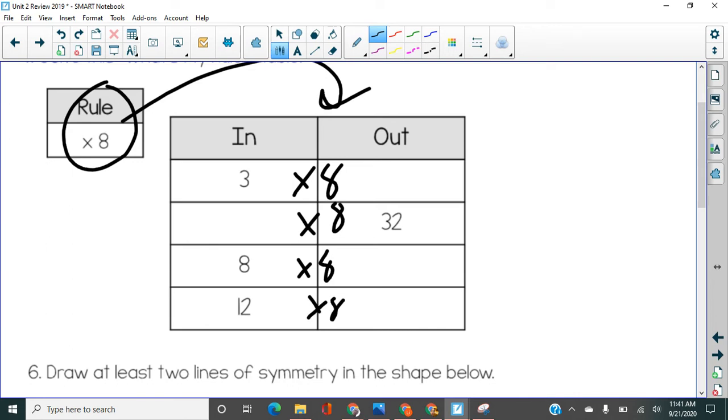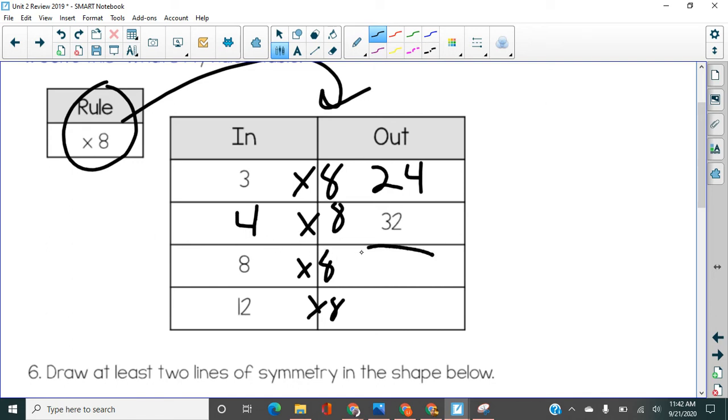So on this first one, 3 times 8. See, once you have it written there, you can see it. Now, this does not mean on the second one, do 32 times 8. Nope. You have to do the opposite if you're going backwards, right? So this is like dividing 32 divided by 8. Or we could think something times 8 equals 32, and 4 fits here, right?